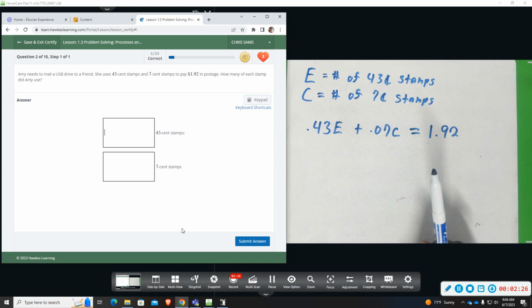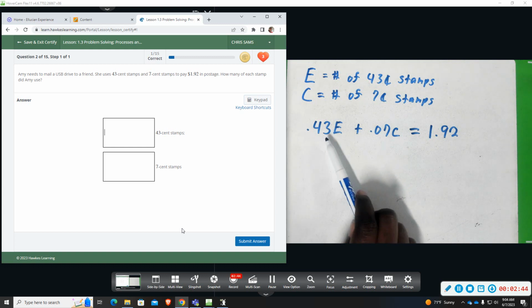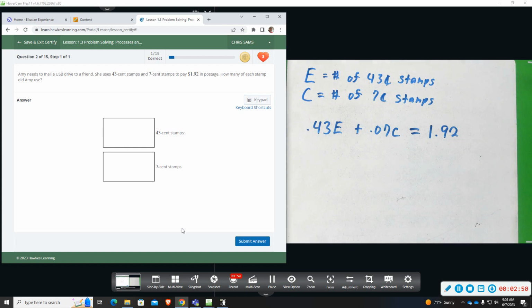She used 43-cent stamps and 7-cent stamps. How many of each did she use? Okay, so here, I guess more than anything, we don't have enough information to come up with another equation. So we're going to do some trial and error. We're going to see how many 43-cent stamps can she use before she goes over the amount. So we're going to just try some numbers. What if she used all 43-cent stamps?